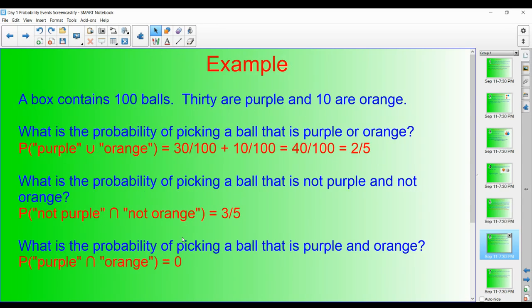So the last example we'll look at, orange and purple and other balls in a box. There's 100 of them. So the probability of purple or orange, which can't be both, I just add up 30 and 10 and get 40 out of 100 are purple or orange. Now, not purple and not orange is the remaining 60 balls. So 60 out of 100 is 3/5. And once again, since these are mutually exclusive, it can't be purple and orange. So if they're mutually exclusive, the probability of it both happening is 0.